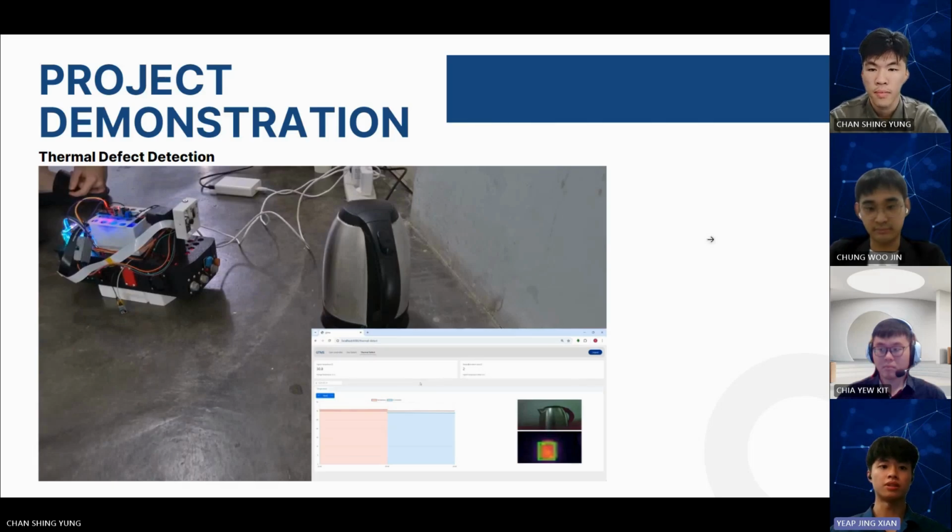Thank you, Ujin. I'll be discussing the project demonstration. We have done a field testing that is able to detect the defects on the chemical plant. Firstly, we have a thermal defect detection. Our project is capable of detecting the thermal defect on the piping area of the chemical plant. As you can see on the website UI, the green highlighted box represents the thermal defect that happens on the chemical plant piping area. Next slide.